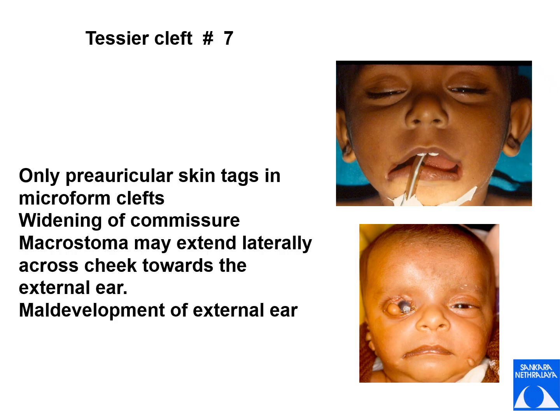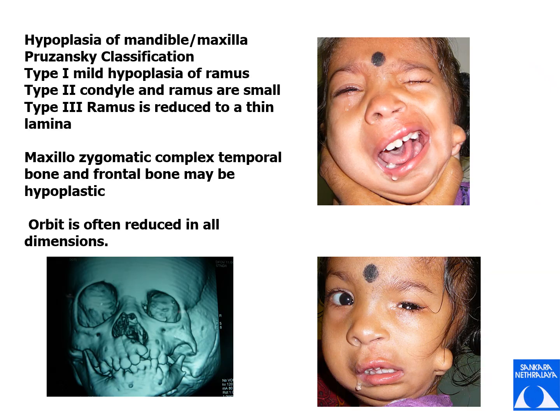Maldevelopment of external ear. There is hypoplasia of mandible and maxilla. According to the Pruzansky classification, type 1, mild hypoplasia of ramus is seen. In type 2, condyle and ramus are small. In type 3, ramus is reduced to a thin lamina. Maxillozygomatic complex, temporal bone and frontal bone may be hypoplastic. Orbit is often reduced in all its dimensions.